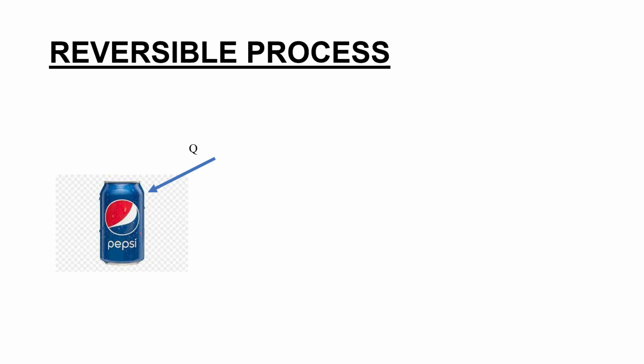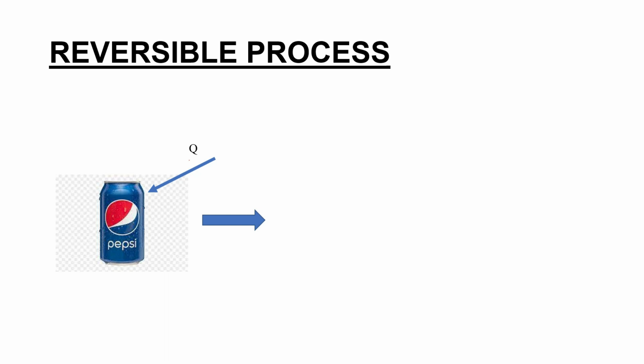For a process, you can see that this is a Pepsi can. When it is kept outside the refrigerator, it will get warmed. It gets warm because it takes in heat Q from the surroundings. So this is a process. Initially the temperature of the Pepsi can may be some 10 degrees Celsius. Finally, it will reach room temperature, that is 25 or 30 degrees Celsius. So that is a system that changes its state from one state to another through a process.